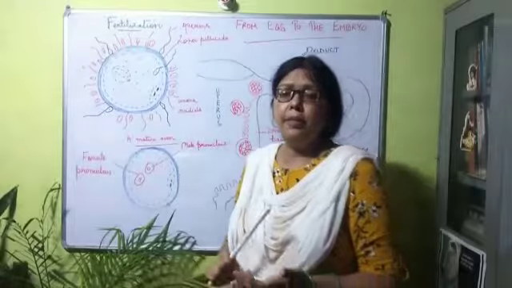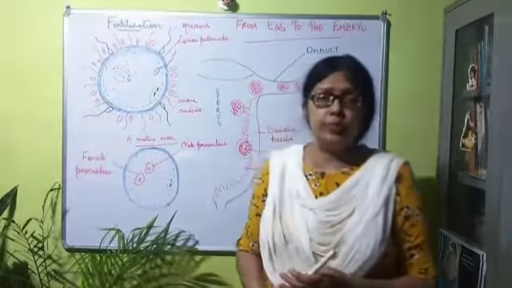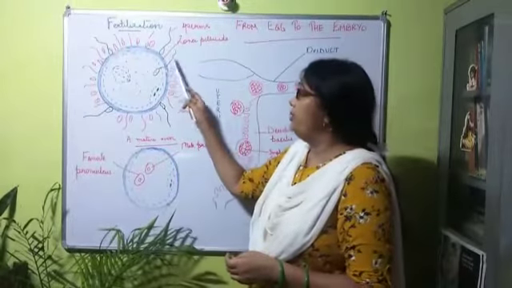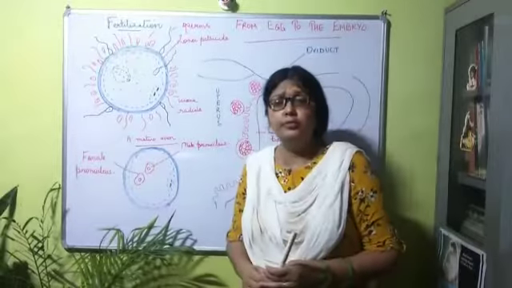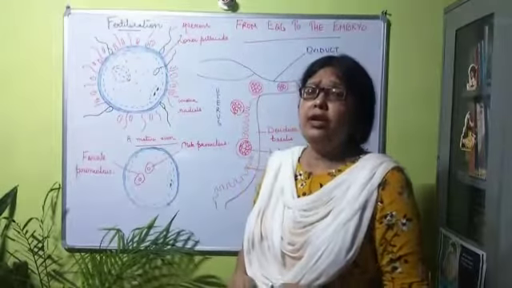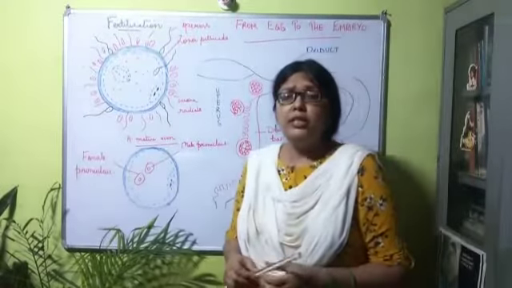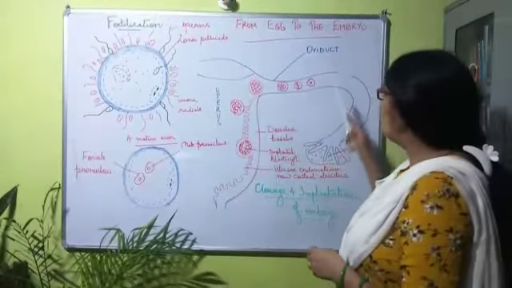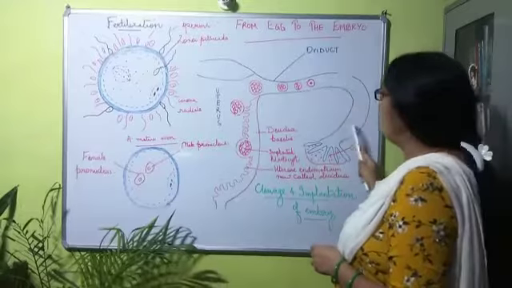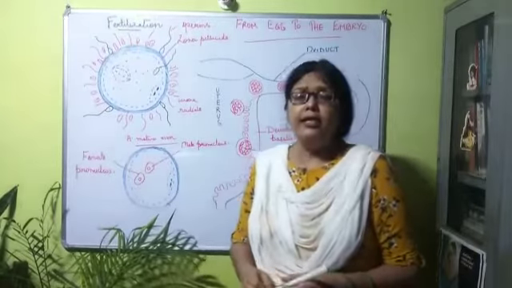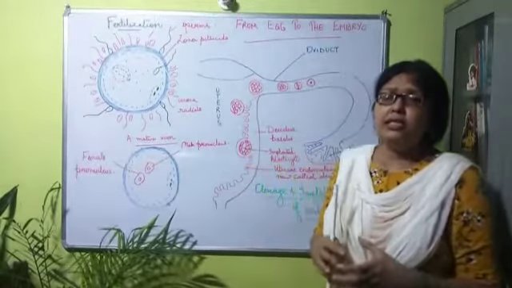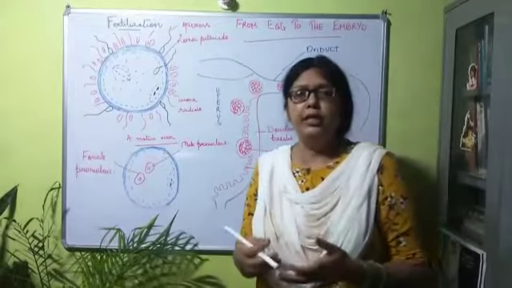Now, first is capacitation or maturation of the sperms. When the capacitation or maturation of the sperms takes place, there is entry of a large number of calcium ions into the sperm. These ions are probably produced by the glands which are present here in the fallopian tube, and these calcium ions increase the mobility of the sperm tail.